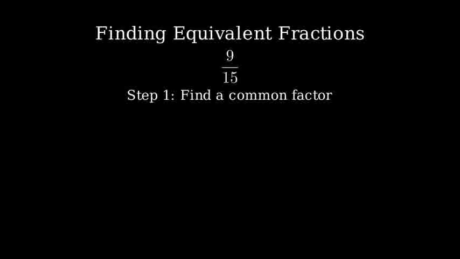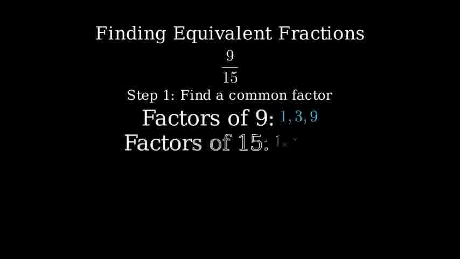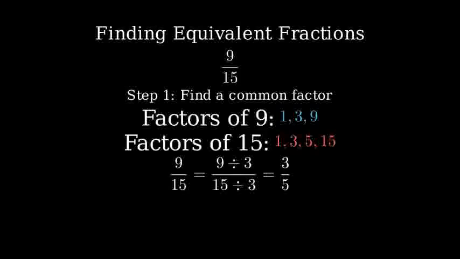Let's look at the numerator and denominator, 9 and 15. The factors of 9 are 1, 3, and 9. The factors of 15 are 1, 3, 5, and 15. The greatest common factor is 3. Now, we can write an equivalent fraction by dividing both the numerator and the denominator by their greatest common factor, which is 3. The fraction 3/5 is equivalent to 9/15.